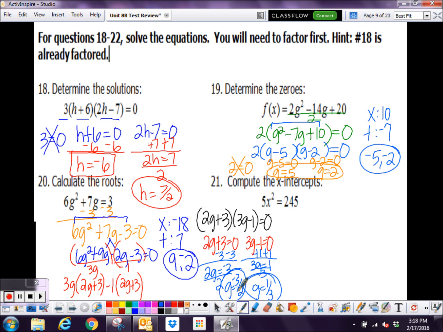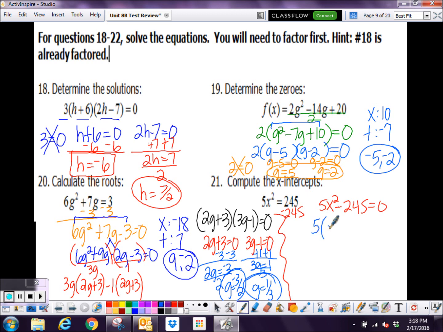All right, 21. Okay, so I'm going to erase this. Well, I think I have room. Never mind, I'll leave that there. All right, 5x squared equals 245. Remember, you cannot factor until it's all on one side. So I'm going to subtract 245 and move it over. So I have 5x squared minus 245 equal to 0.